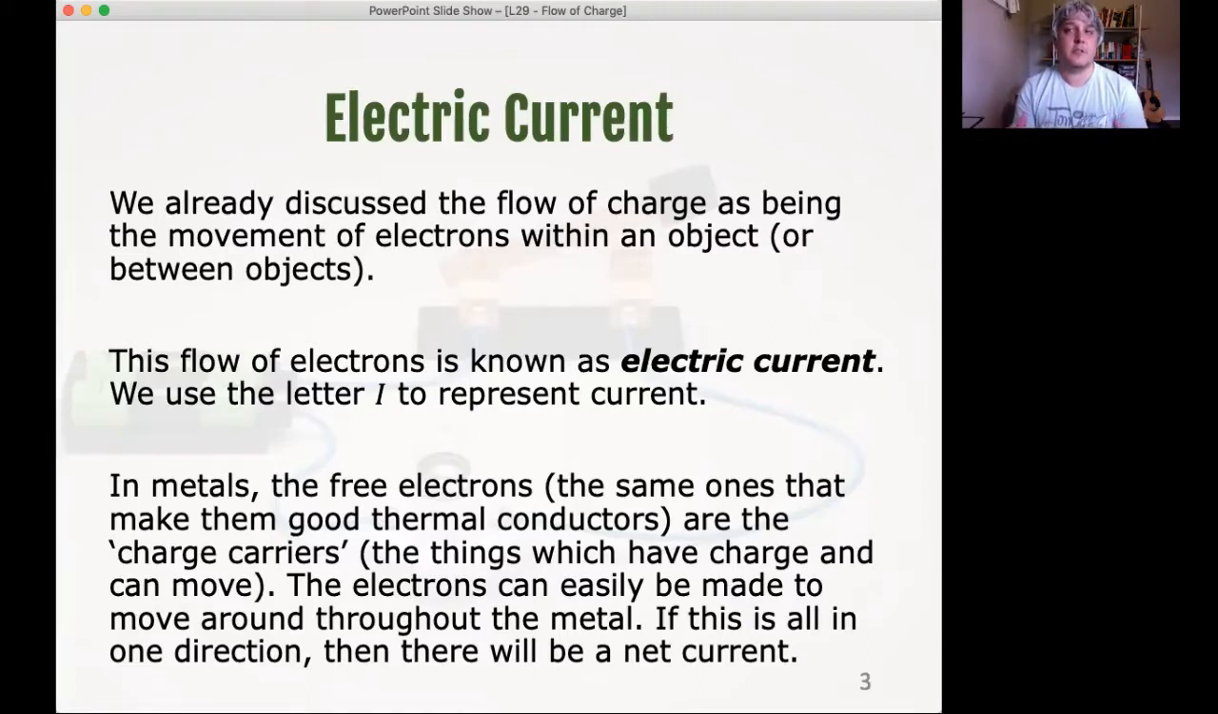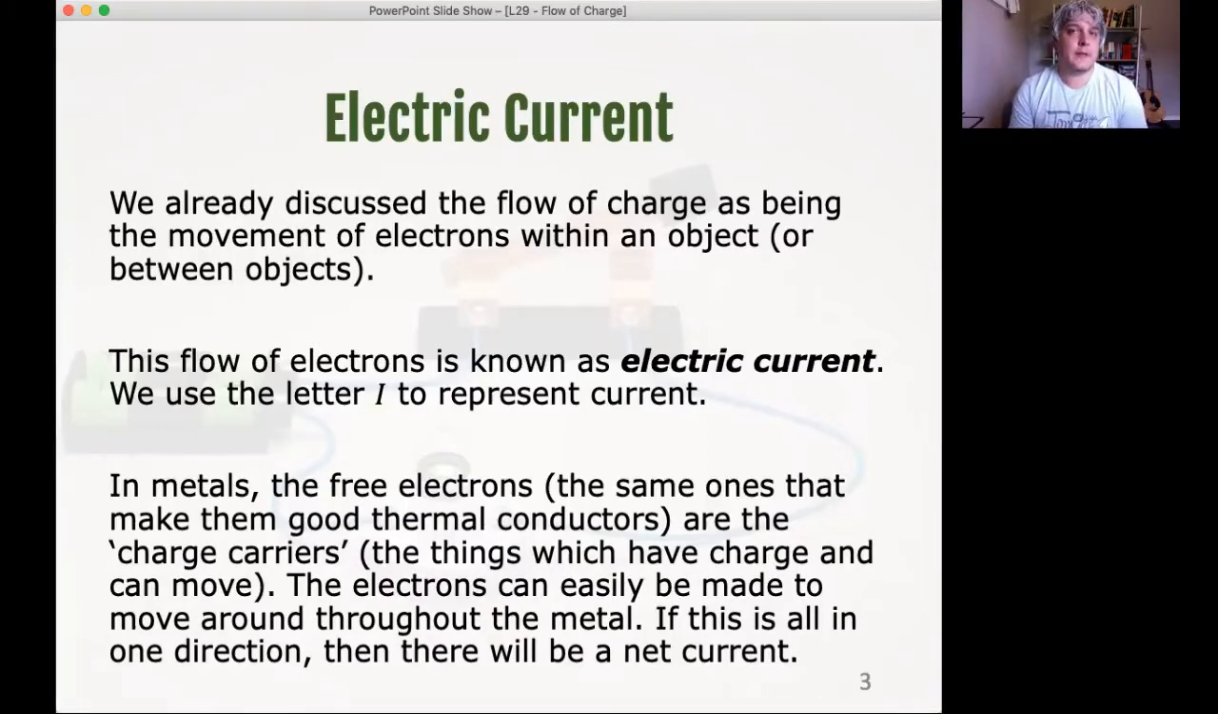electrically conductive objects, like you get two spheres. If one of them has a charge and one of them doesn't, and then you touch them together, those electrons will flow from one sphere to the other. They will move between the two spheres. That flow of electric charge is a current. Any flow of electric charge is a current. We use the letter I, capital I, to represent current.